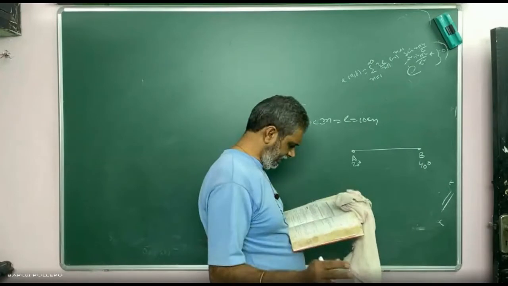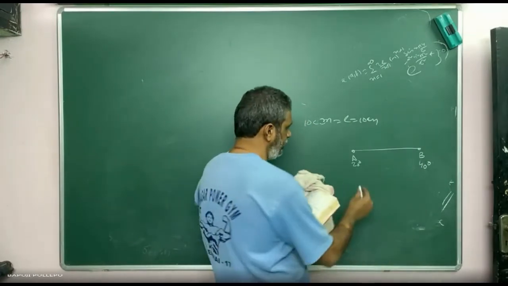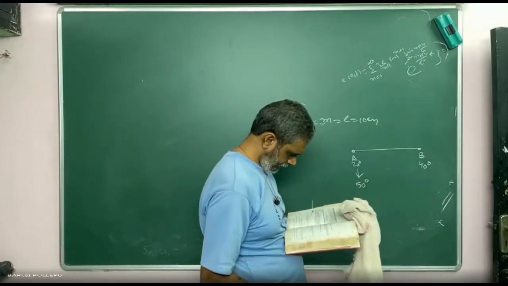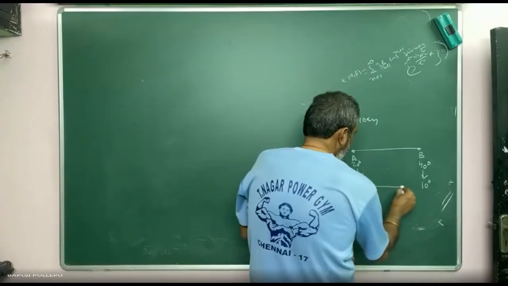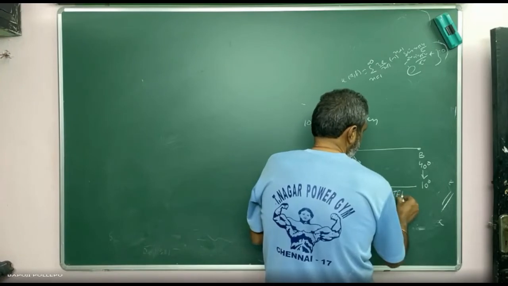Once the steady state condition breaks, the temperature at A is suddenly raised to 50 degrees. Correct? Yes, sir. This end is raised to 50 degrees and B is lowered to 10 degrees. Same problem or not? Yes, sir. So this is what is actually unsteady state. So very dangerous case.